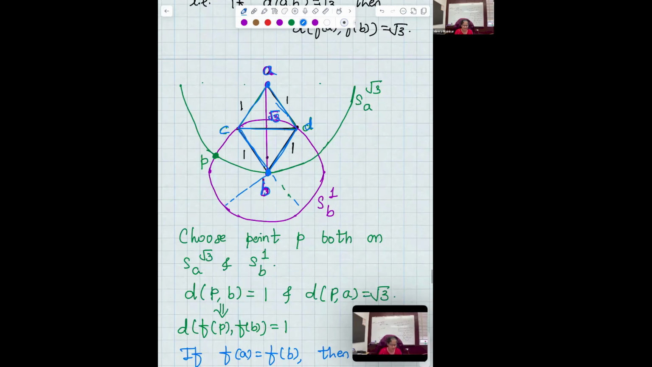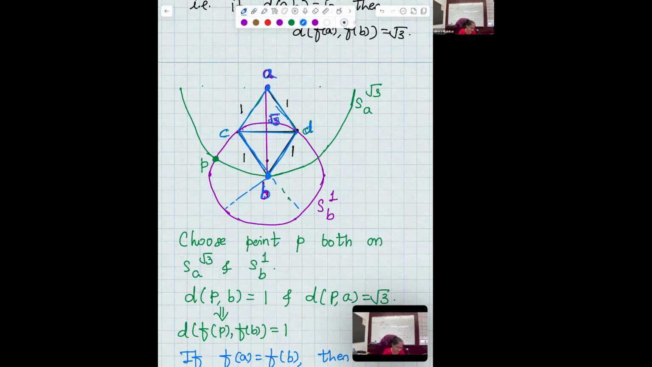Okay, so this looks like a little complicated picture, but it is not. I have 2 points, A and B, that are distance square root of 3 from each other. What I drew here is a circle with center A and radius square root of 3. That is my green circle. And I have a purple circle with center B and radius 1. That's my purple circle. And it's very important to note that they do intersect in point P.